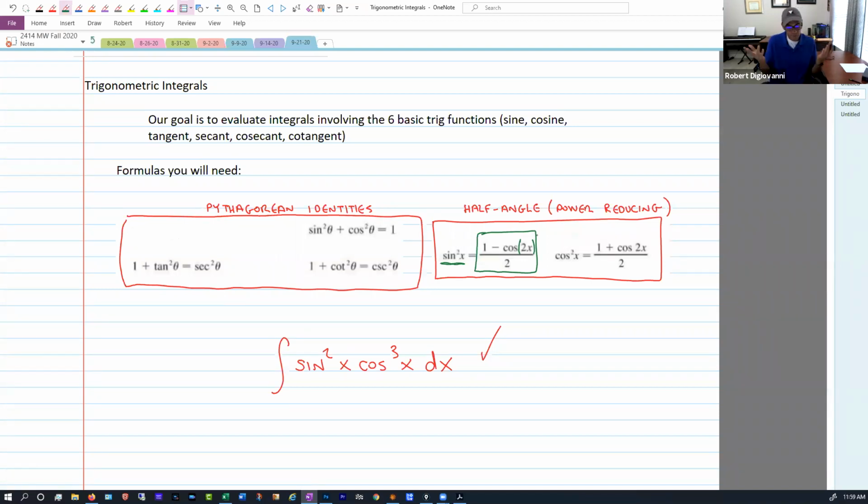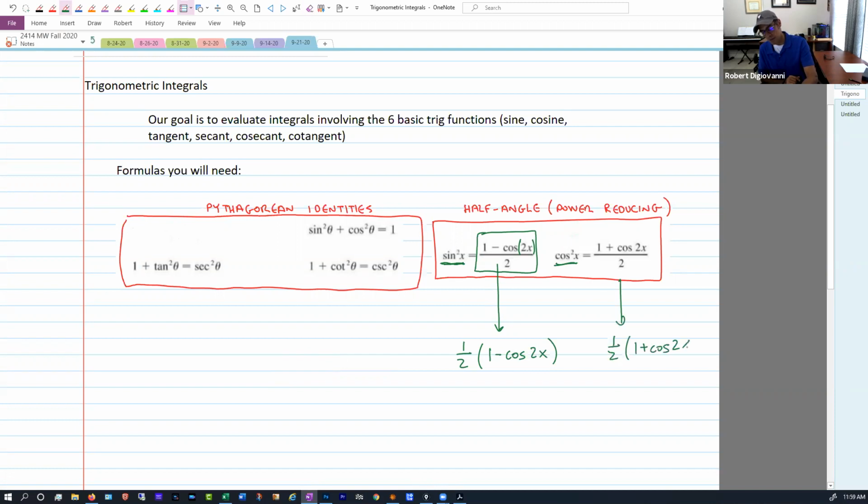I've heard this formula called the half-angle formula. I've heard it called a double-angle formula. I've heard it called the power-reducing formula. It's called all different things. But I'm going to refer to it as the power reducing, all right? And so these two formulas for cosine squared and sine squared, both of those formulas you should be familiar with. Now, the way I'm going to write them, notice that this fraction could be rewritten as 1/2 times (1 minus cosine 2x). And this one could be written as 1/2 times (1 plus cosine 2x). Those are the ways that I'm going to write them.